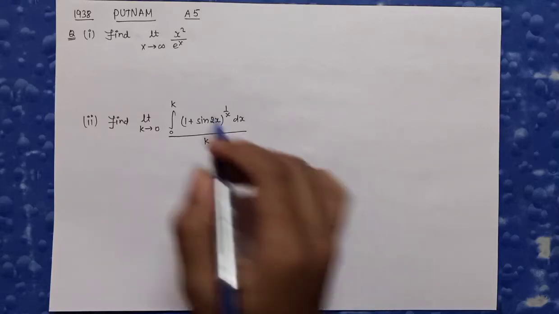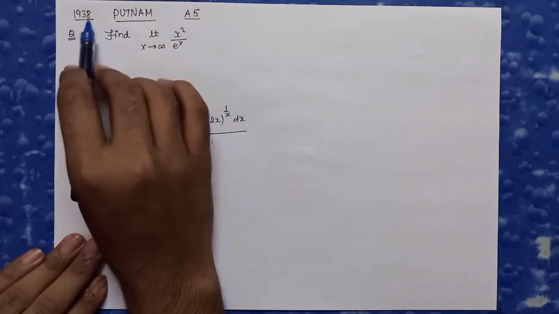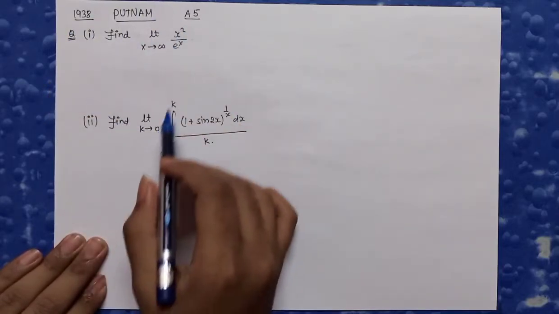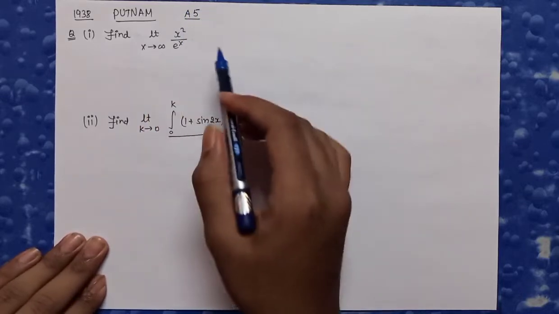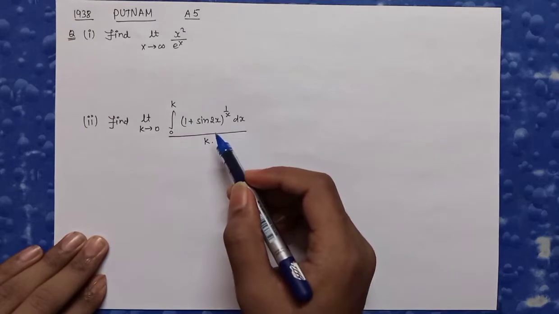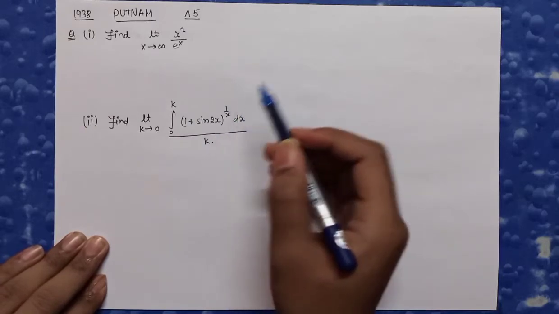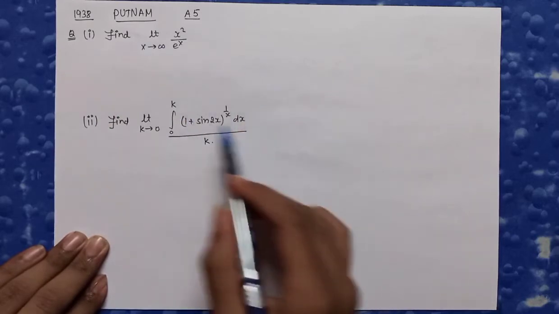Hello friends, today we are going to discuss a Putnam problem which was asked in 1938. This question was in two parts and present in section A, question number 5. This question had two parts and both parts were part of the limit chapter, and we are going to discuss the first part first and then the second part.